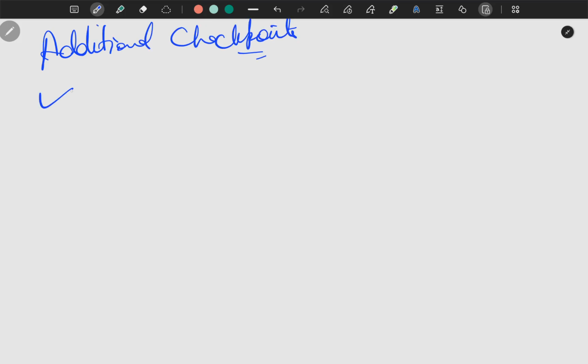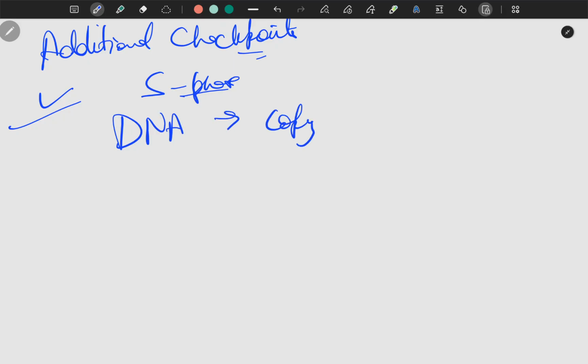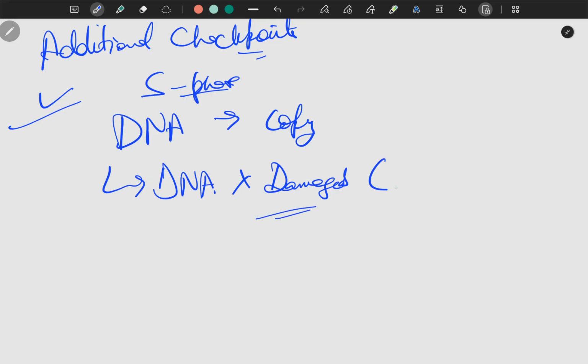Additional thing, we can say additional checkpoints. For example, the first checkpoint we can say is in S phase. What happens in this phase? DNA is copied, replication of DNA. If DNA is damaged, it's not good. The checkpoint stops. The S phase checkpoint stops the cell cycle.